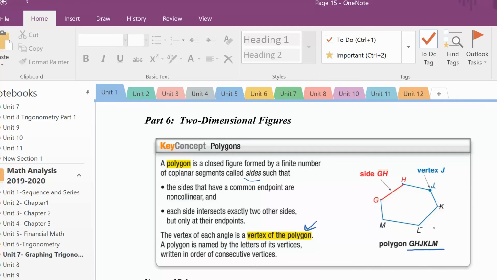Now you don't have to start with G, but you do have to go in order. So for example, if I started with J, I would have to say J, K, L, M, G, H. But usually you go in alphabetical order.